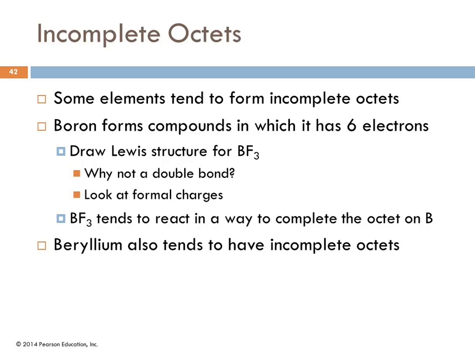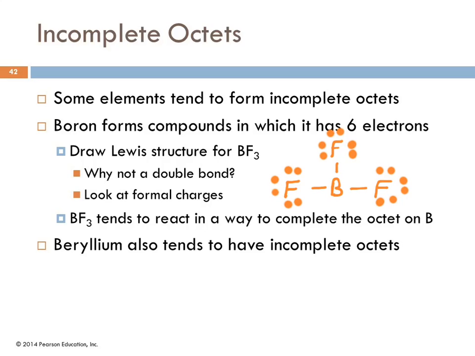So BF3, probably reasonable to put the boron in the middle, right? And put the fluorines around the sides. Yeah, I should have started lower. Boron, fluorine, fluorine, fluorine. Each fluorine has 7 valence electrons, so 7 times 3 is 21. And boron has 3, right? So 21 and 3 is 24. So we've got 2, 4, 6, 8, 10, 12, 14, 16, 18, 20, 22, 24.